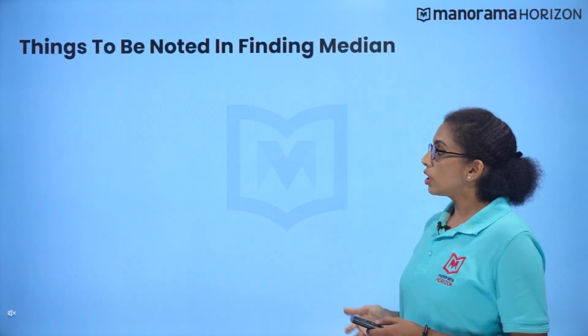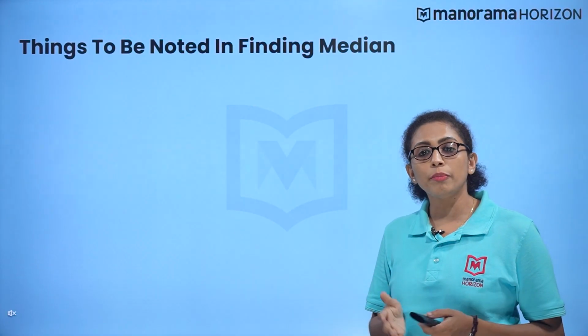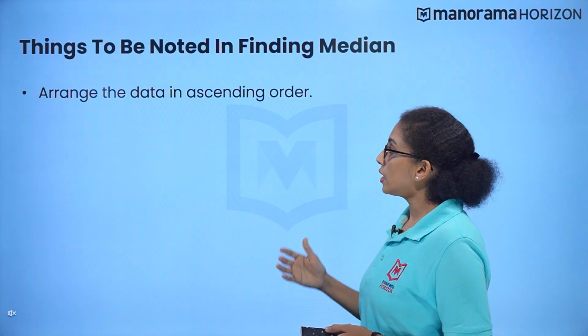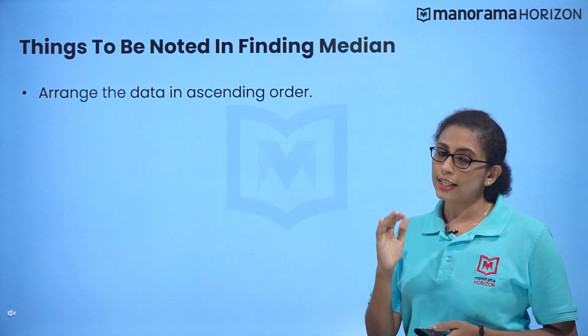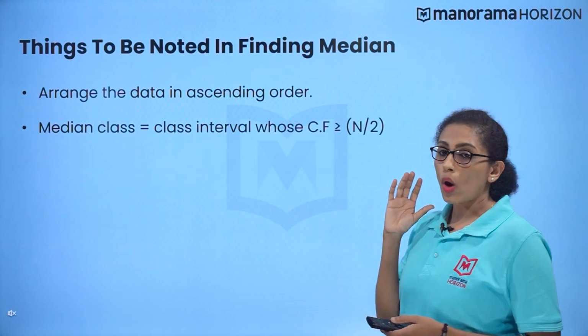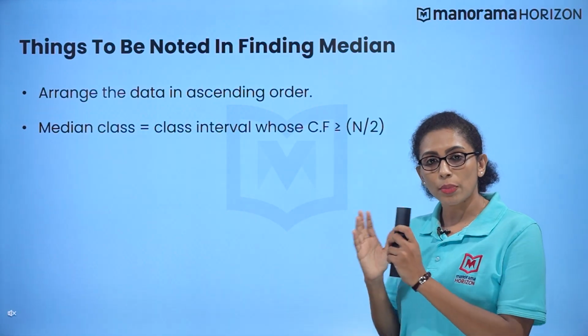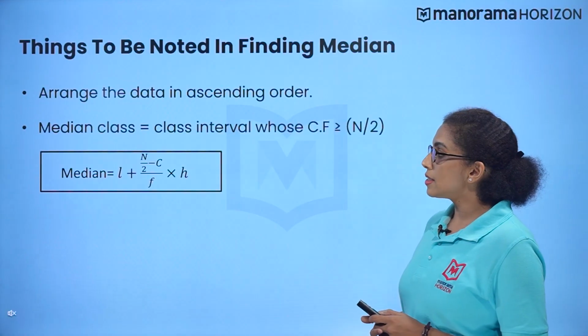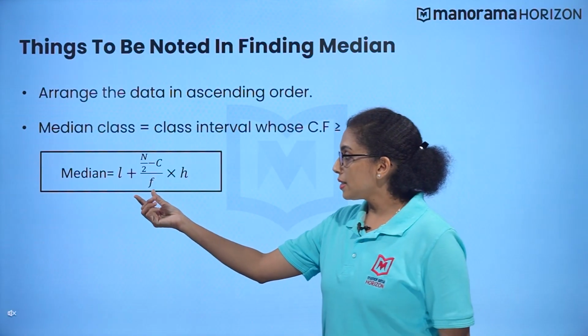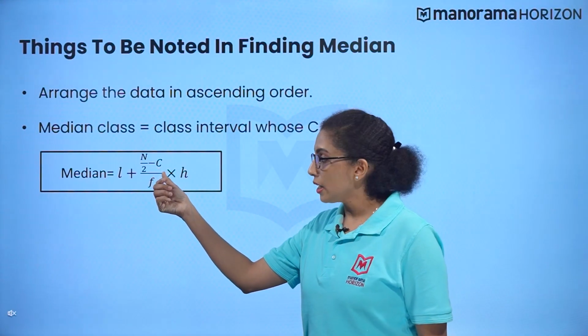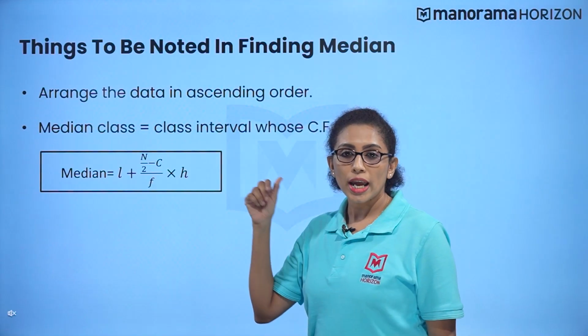Now comes the second case. For finding the median, we need to arrange the data in ascending order, that is the first step. Then we need to identify the median class in which the median lies, and then apply the formula. The median is given by L plus n by 2 minus C divided by F into h.